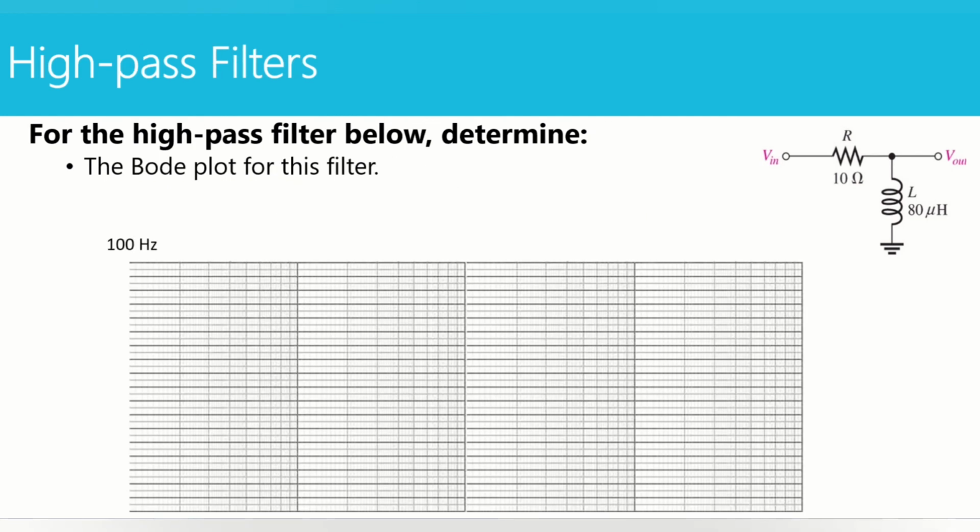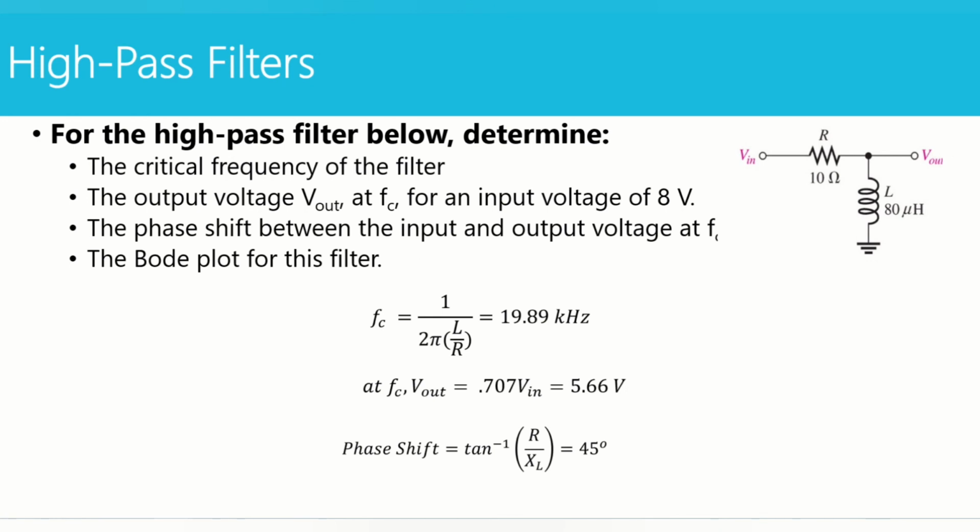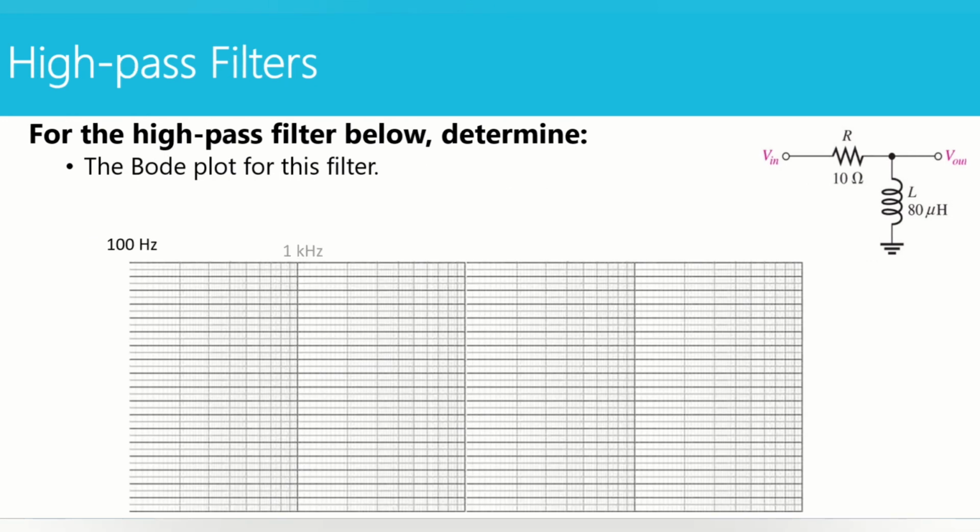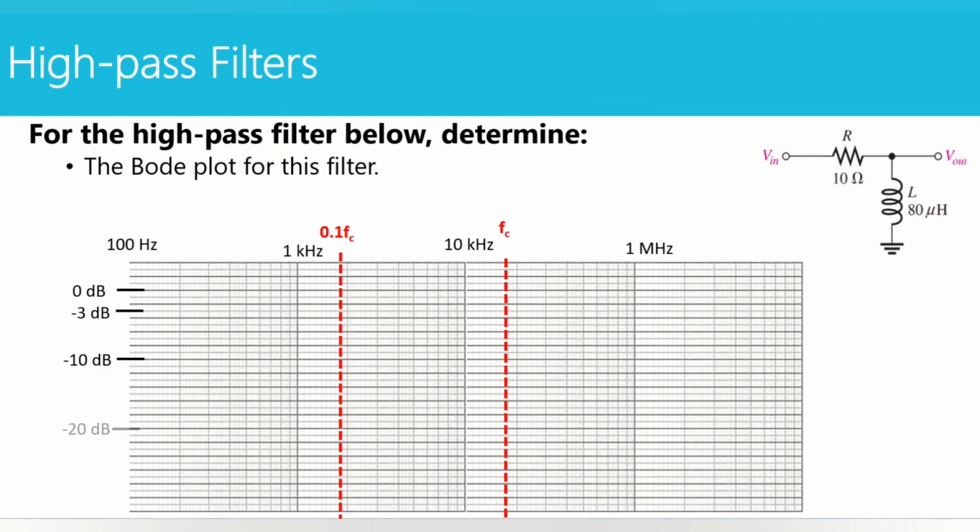For our Bode plot, here are the labels. There's my critical frequency, because remember it was calculated to be 19.89 kilohertz. This is 10 kilohertz. This is 20 kilohertz. So 19 is about in this range. We're going to also label 10% of FC. Add our decibel level labels and our output voltage labels.